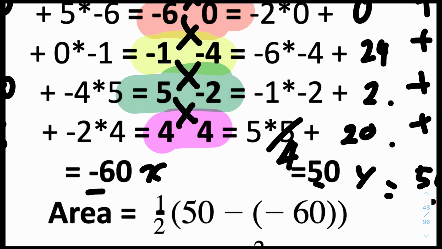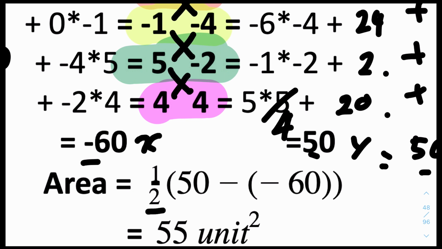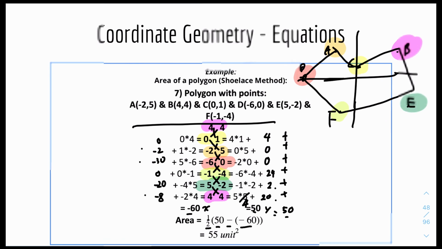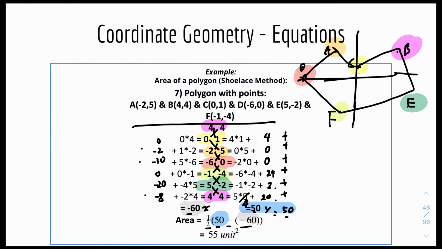If we say this is y and x, or you can call it any variable, because they are not technically x or y. The area formula is half the right hand side value minus the left hand side value. In this case, my right hand side value is 50, and my left hand side value is minus 60. So you have to do half of 50 minus minus 60, so it will basically be half of 50 plus 60. 50 plus 60 is 110, and half of 110 is 55 units. So the answer is 55 units for this whole polygon.